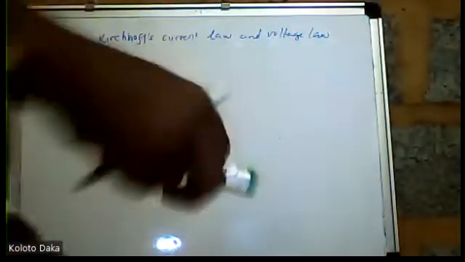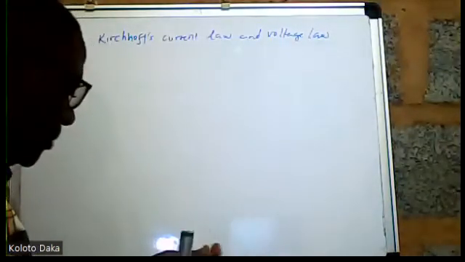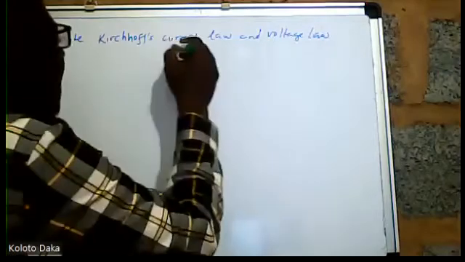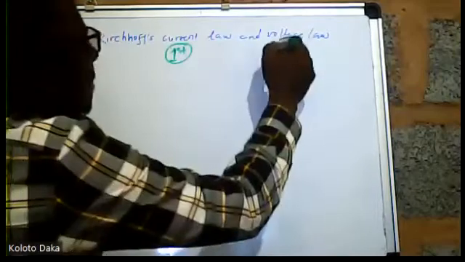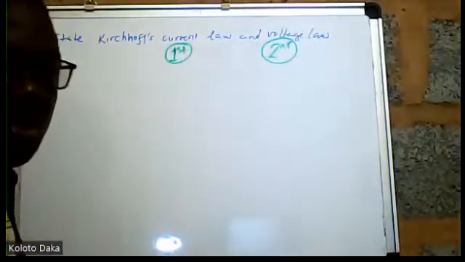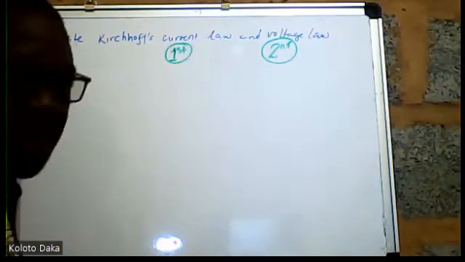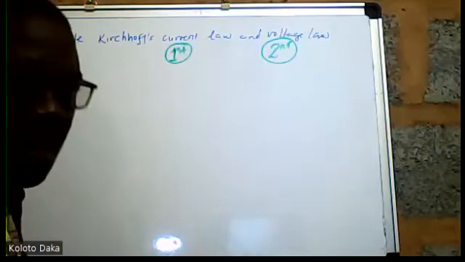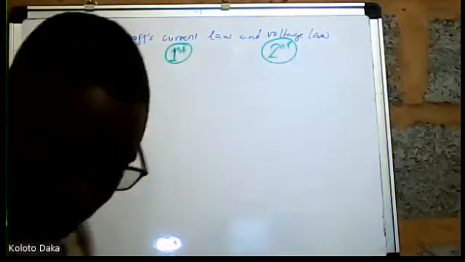Good. So, in some books, the current law is referred to as the first law, and the voltage law is referred to as the second law. Okay? So sometimes they may say, state the first law, meaning they're talking about the current law. At times they can say, state the voltage law, meaning they are talking about the second law.